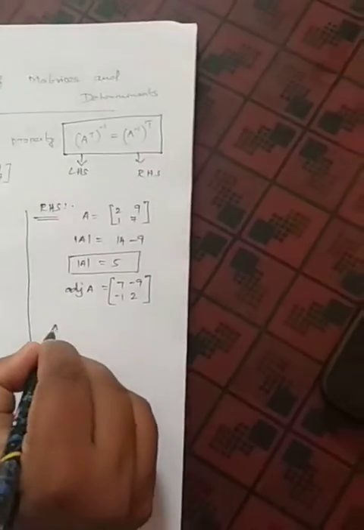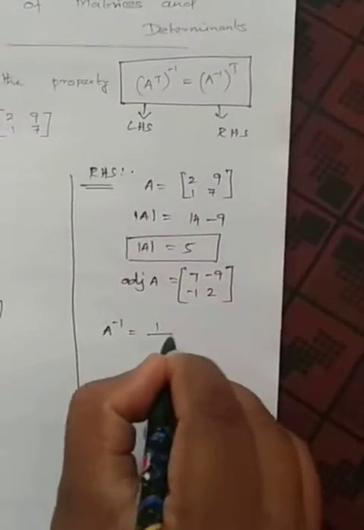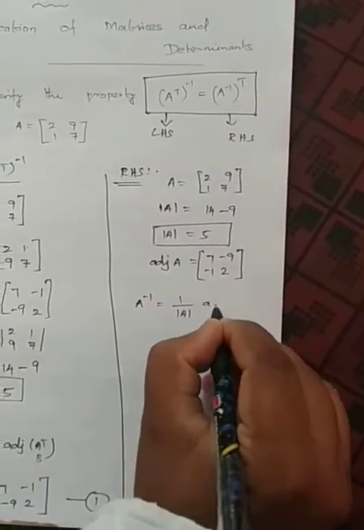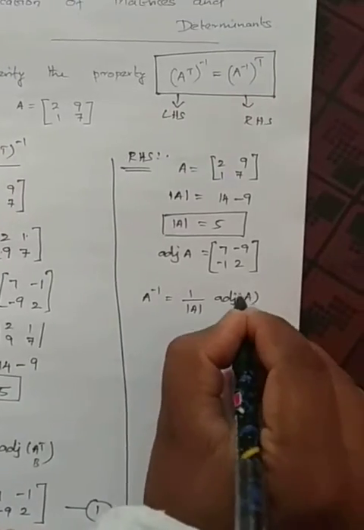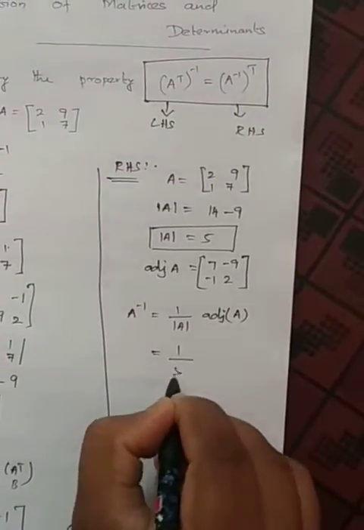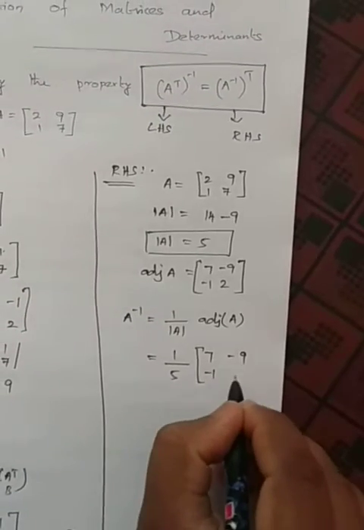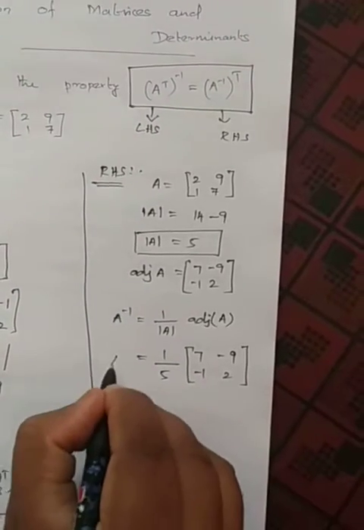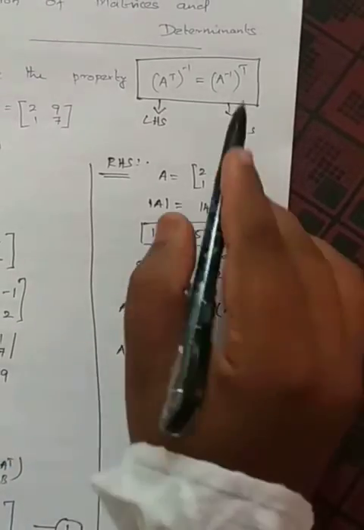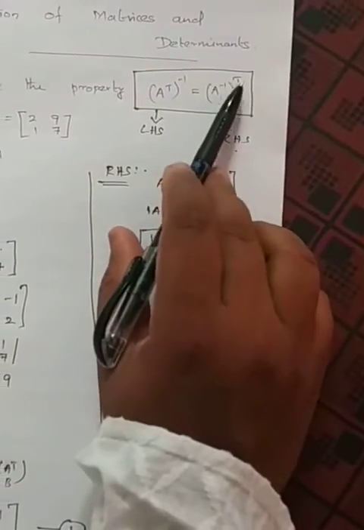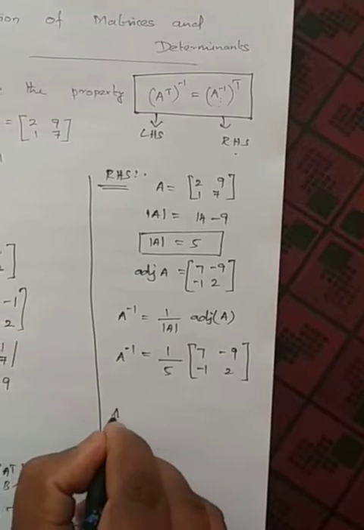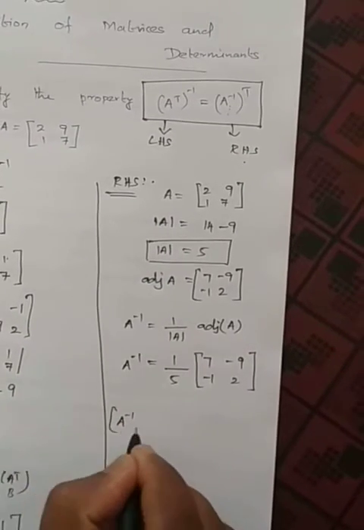Now you take the A inverse formula. What is that one? 1 by determinant of A into adjoint of A you need to find. That is 1 by 5, and then this is 7, minus 9, minus 1, 2 you are getting. That is the value of A inverse. But our RHS is what? You need to take a transpose. So I am going to take A inverse transpose.